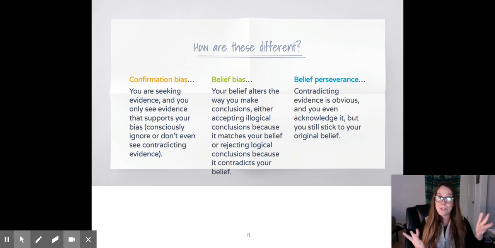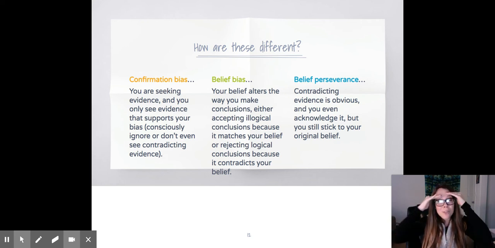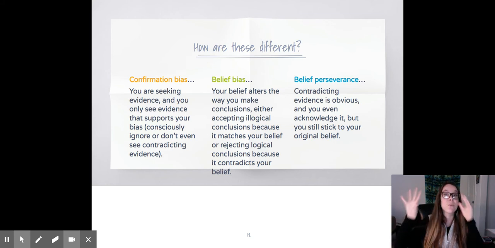So we have confirmation bias. This term shows up in a couple of chapters, and it's when you are seeking evidence and you only see evidence that supports your bias. You ignore evidence that goes against your claim. So it's kind of like looking for articles that say the sky is purple, and then you're going to ignore all other evidence that the sky is blue, but you're only confirming your bias. Does that make sense? So confirmation bias, you're only looking for things that go with your viewpoint, right?